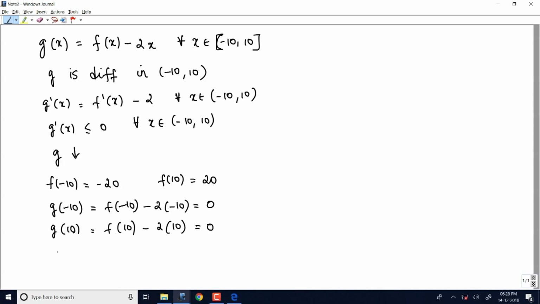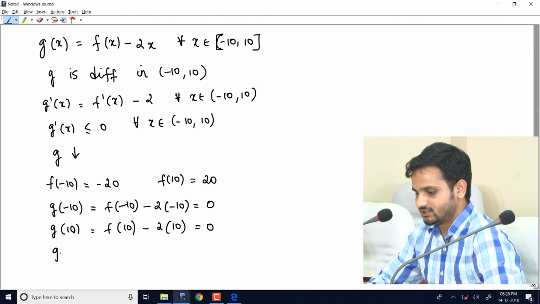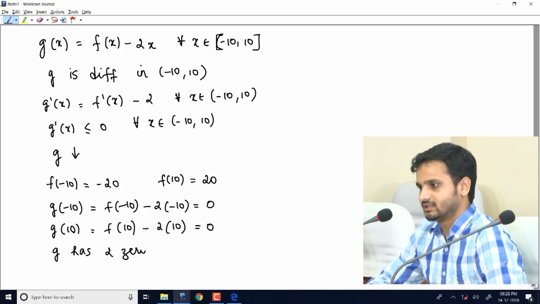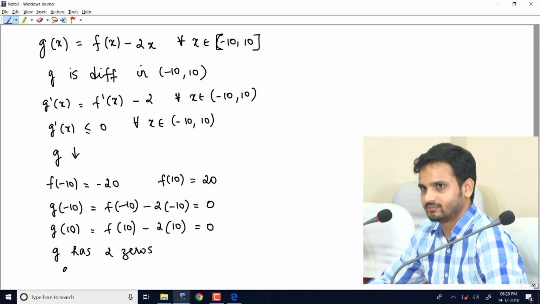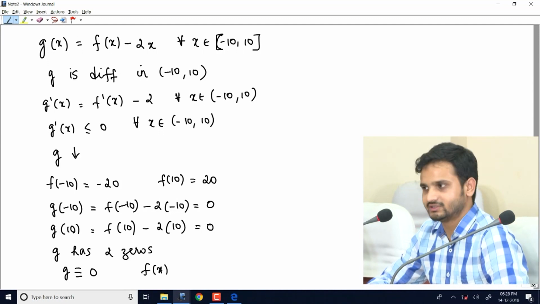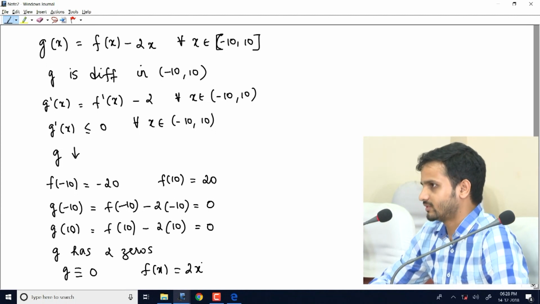And we already established that g is a decreasing function and g has two zeros at the end points minus 10 and 10. Therefore, g has to be identically 0. Therefore, f of x is equal to 2x. So, thus we have seen that f of x equals 2x is the only function satisfying the given properties.